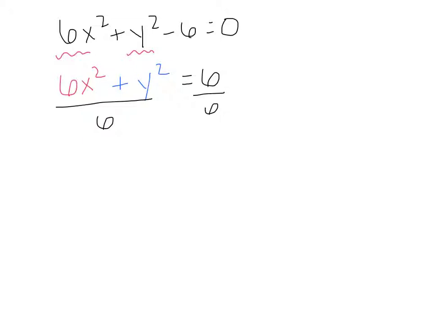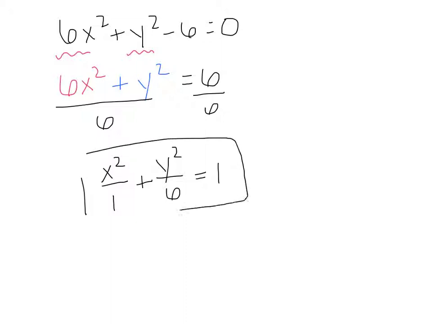So for our x's, we get 6 over 6, which is just 1. And I'm going to write x squared over 1 anyways. You don't have to, but I like to because that helps me see that important number underneath the x. Plus, looks like we're going to end up with just y squared over 6, nothing to cancel, equals 1. So now we have the equation for this ellipse.